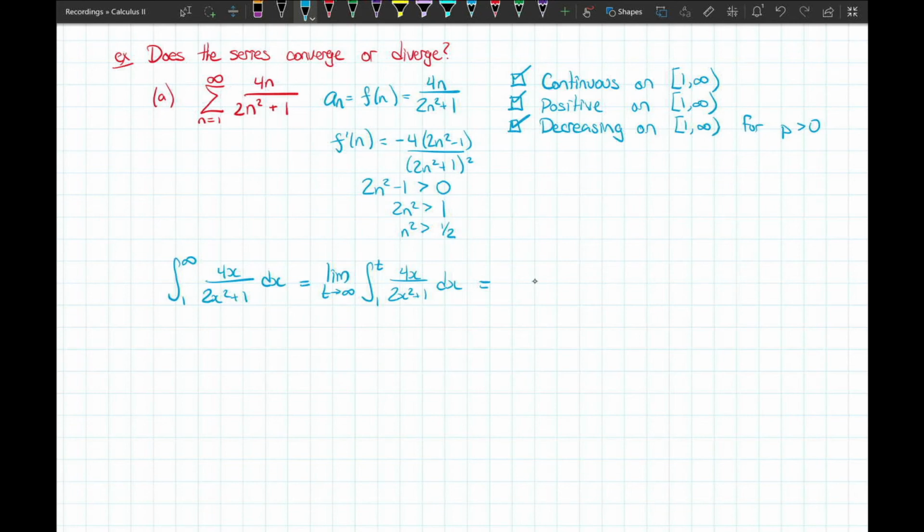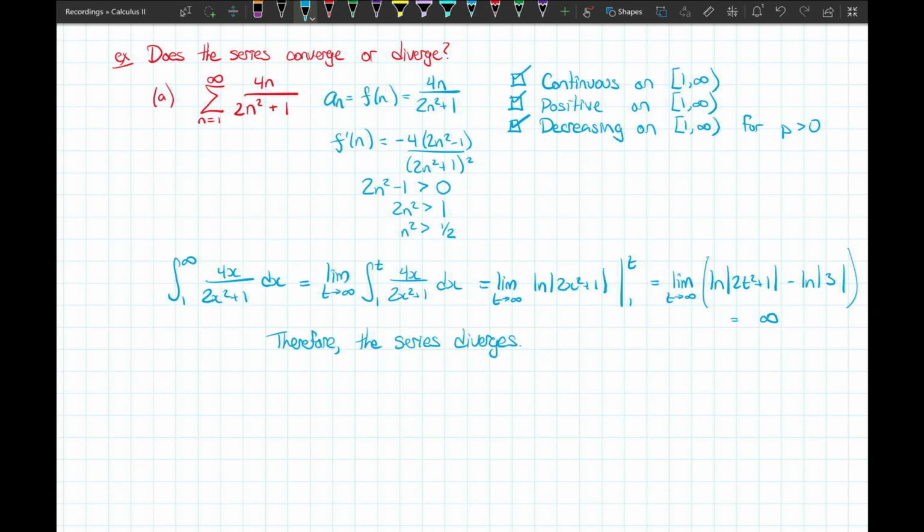So keeping my variable in terms of x, I know that the antiderivative is the natural logarithm of the absolute value of 2x squared plus 1. I can double check that by simply taking the derivative and using the chain rule to get 4x over 2x squared plus 1. So now we just need to take the limit as t goes to infinity and evaluate from 1 to t. When we take the limit as t goes to infinity, we have the natural logarithm of the absolute value of 2t squared plus 1, and that is going to go to infinity. This minus log 3 doesn't really make much difference. So we know that this limit goes to infinity, and therefore this series diverges.